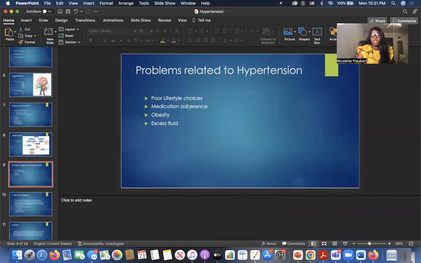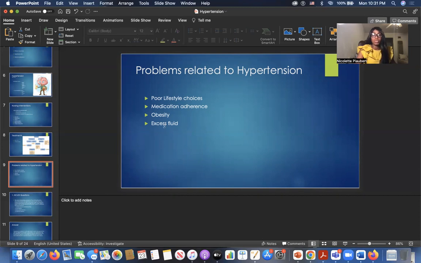Again, we already mentioned this: problems we're going to see, lifestyle choices, medication adherence. Medication adherence is a big one because people tend to think, well, since I don't feel anything, I'm okay, I can get off the medication. It doesn't work like that, right? You have to encourage them to remain on the medication until their doctor tells them to get off.